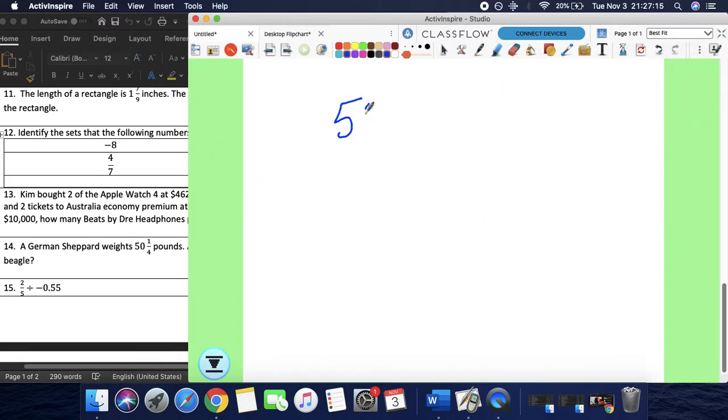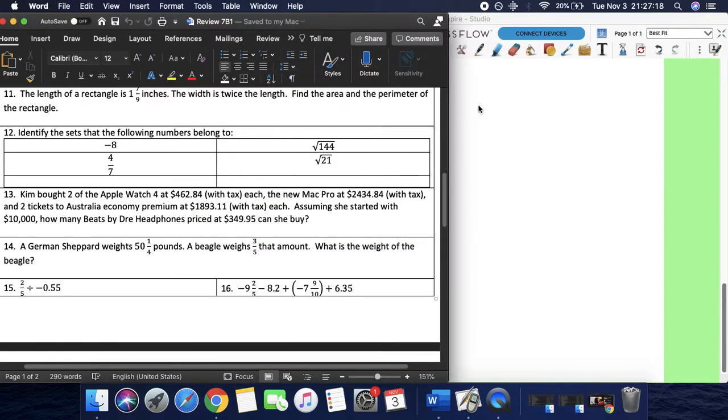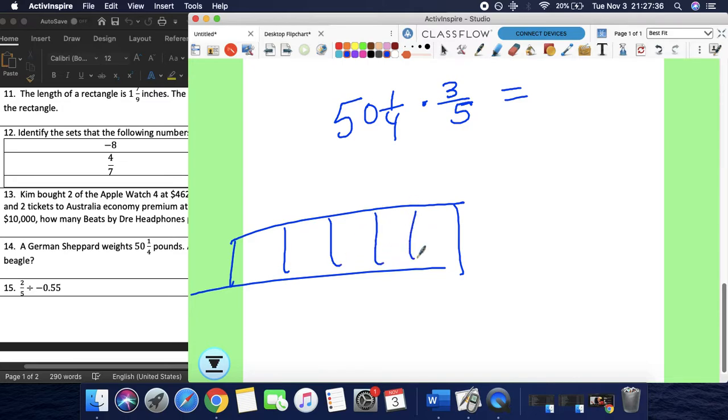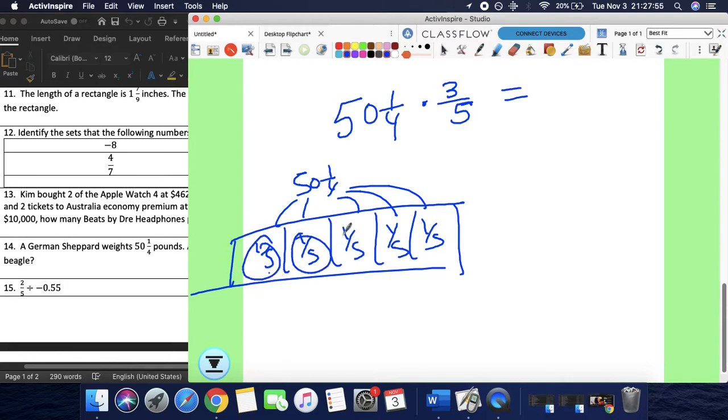A German Shepherd weighs 50 and 1/4 pounds. A beagle weighs 3/5 of that. So we're going to take 3/5 of that number. And when you take 3/5 of something, it means multiply. There's two ways you can do this. You can do it as it is, or you can put 1, 2, 3, 4, 5, divide that by 5 and find out what 1/5 is. So we're going to divide 50 and 1/4 into fifths, find out what 1/5 is, and then add this fifth plus this fifth, and you get the beagle.